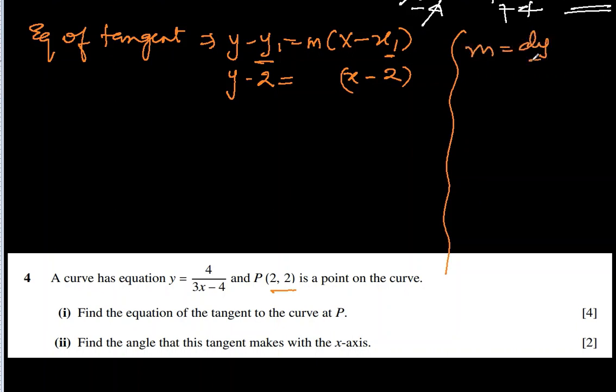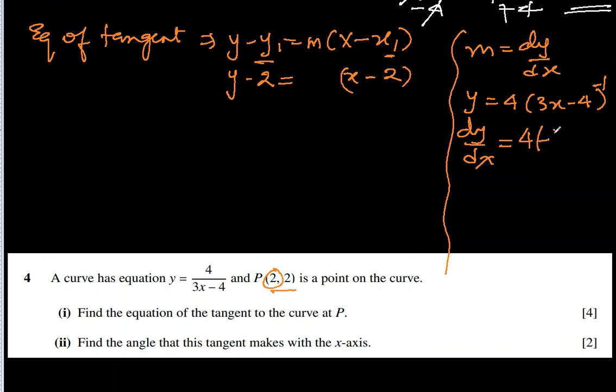m is nothing but the differentiation of the equation of the curve, at that particular point when x is 2. So let me differentiate this, 4 over 3x minus 4. They are dividing, so I can rather do this way. y equal to 4 is the numerator, 3x minus 4 to the power minus 1 I will write. I don't want to use quotient rule in this because it is very simple. So dy over dx equal to 4. This minus 1 comes and multiplies with 4. So minus 1 comes in front.